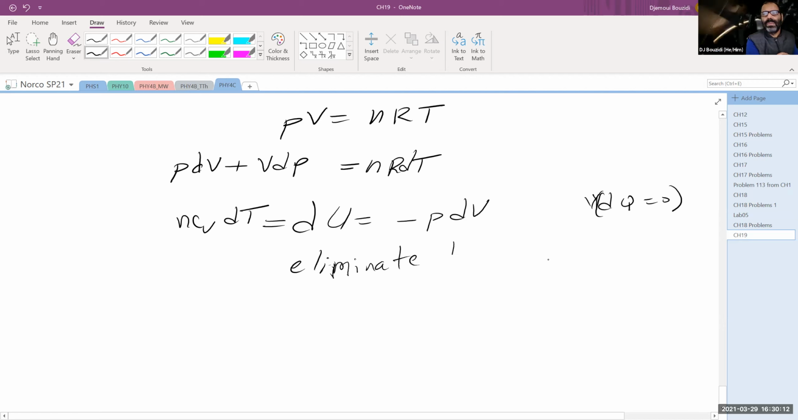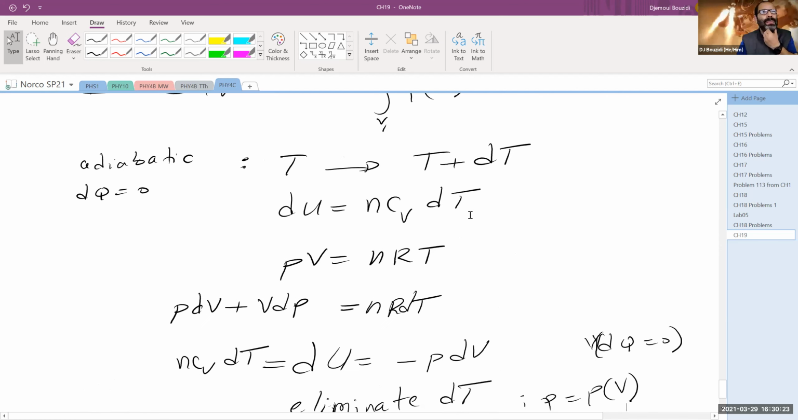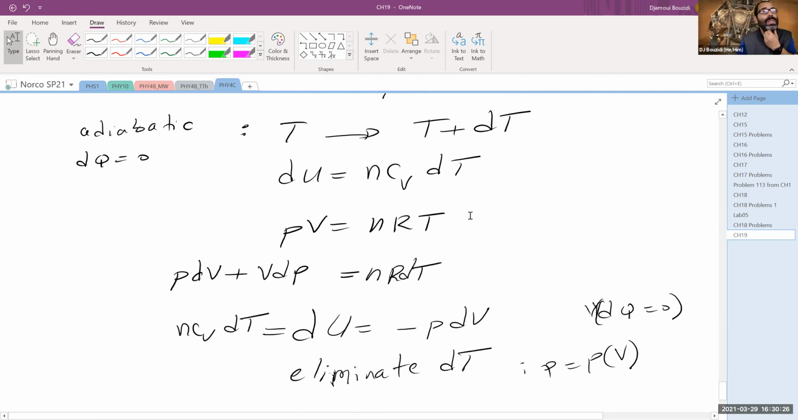Eliminate dT, because our goal is to find P as a function of volume, okay? So that we can plug it into this expression and do the integrations and do stuff for us, okay? Because we're doing a PV diagram, and T is changing in this case, so T is not fixed. P is not fixed. V is not fixed. Nobody's fixed. Everything is changing.